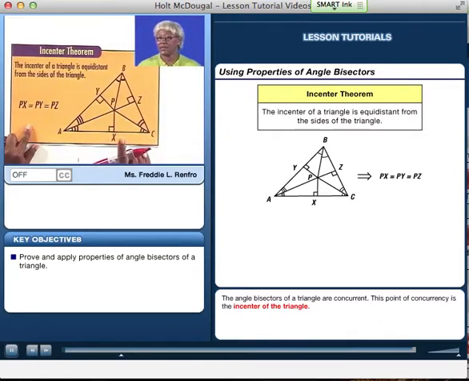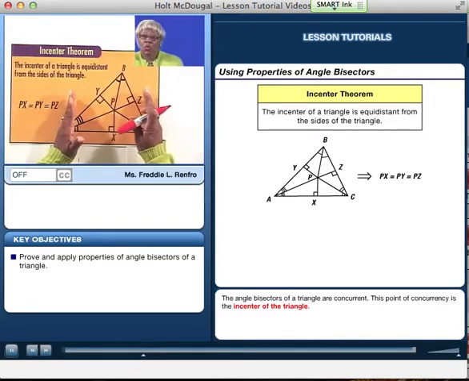Now notice something else. It's a perpendicular distance. Anytime you have a point to a line, it's always that perpendicular distance. So again, you bisect all three angles. Those angle bisectors will meet at a common point called the incenter.